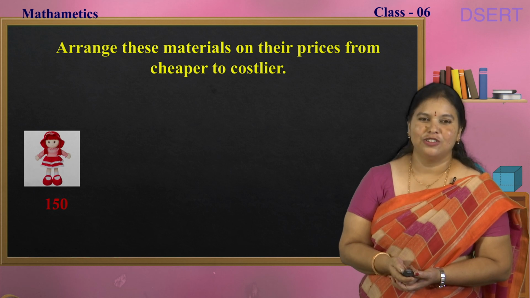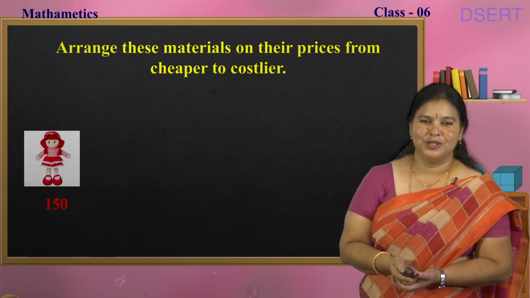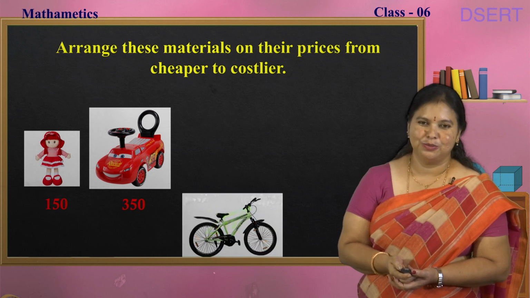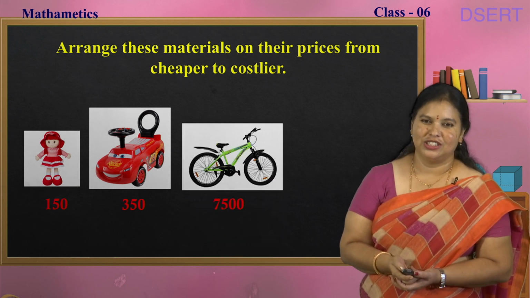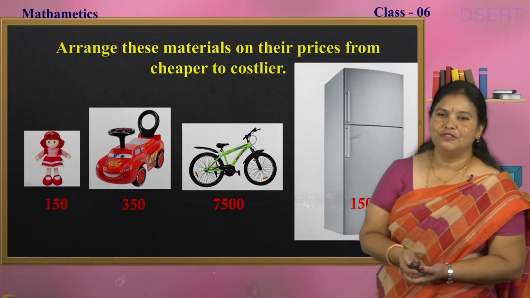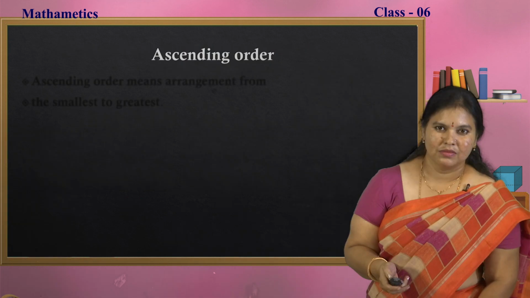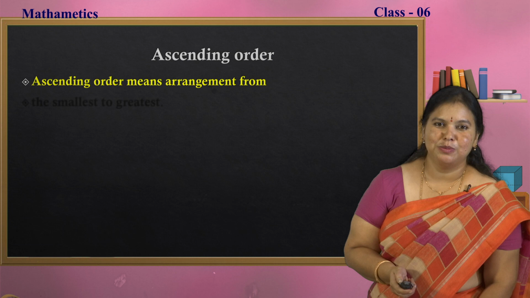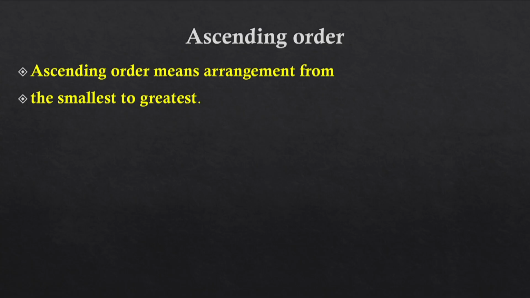Yes, we have arranged it. Doll in the first place because it is very cheap, it is 150 rupees. And next, toy car for 350 rupees and a bicycle for 7,500 rupees and a fridge for 15,000 rupees. Yes, ascending order. Ascending order means arrangement from the smallest to greatest.